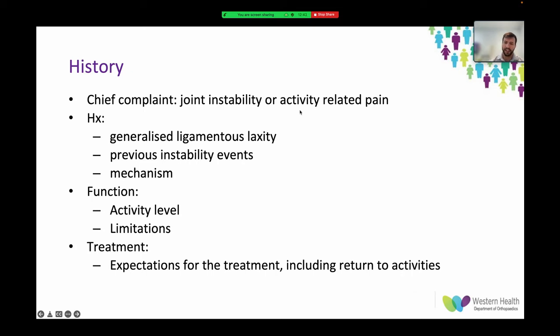Function, activity level, and what limitations the patient has is very important. And in particular, in terms of your treatment, you want to know what the patient's expectations for their treatment are and what their intentions are in terms of returning to activities, particularly contact sports.